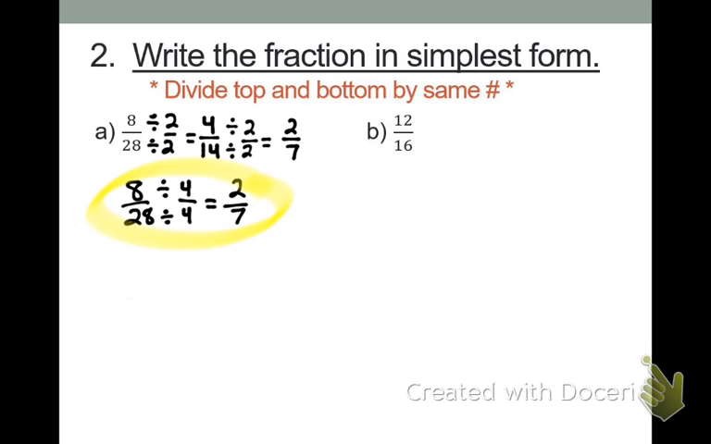Okay, so do you see, no matter what, I got the same answer, but if I had done it this way, that way was a little bit easier because you don't have to divide as many times, okay? But I do not care how you get the answer. As long as you get 2 sevenths, I am totally fine with that, all right? Let's go to the next one. Let's go on to problem B.